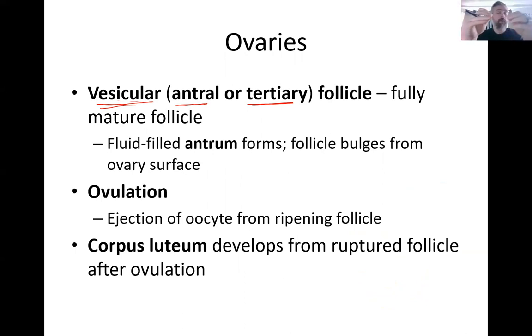So this antrum continues to grow and develop, and the whole thing swells, and as a result, the follicle actually bulges out. So if here's our ovary, this vesicular follicle actually bulges out of it. And eventually we're going to get to a point where it ruptures. The follicle bursts, and the ovum, the oocyte, ovum, whatever you want to call it, is actually ejected, is shot out, hopefully into the uterine tube, maybe not.